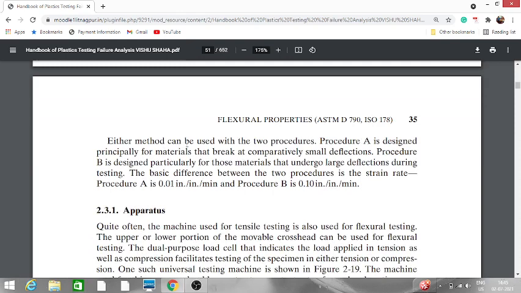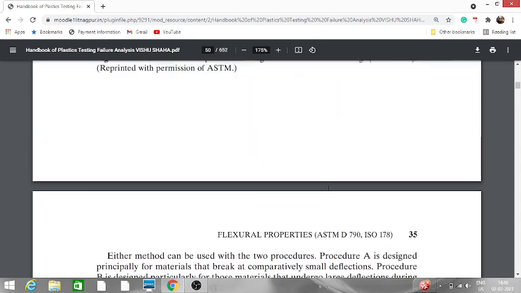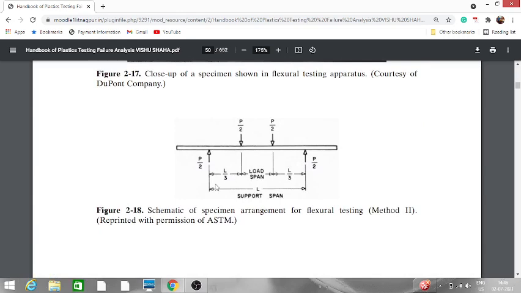Either method can be used with the two procedures. Procedure A is designed principally for materials that break at comparatively small deflection. Procedure B is designed particularly for those materials that undergo large deflection during testing but do not break. The basic difference between the two procedures is the strain rate. Procedure A is 0.01 inch per minute, and for procedure B it is 0.1 inch per minute, because there is a large deflection here.